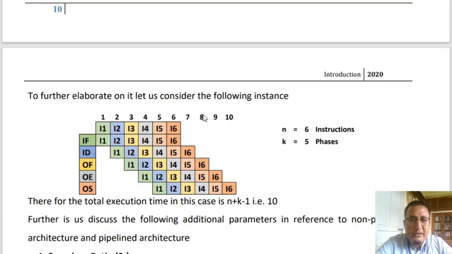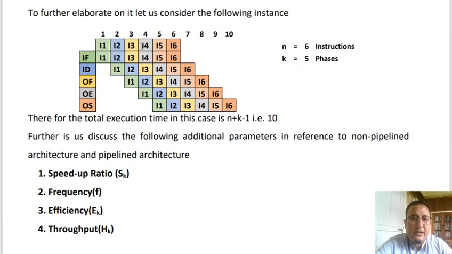Now, to further elaborate, let us consider the following instance. There are 5 phases: instruction fetch, instruction decode, operand fetch, operand execute, and operand store. In the other dimension, we have the timestamp. We have 10 units of time across which 6 instructions are being executed, starting from I1, I2, I3, I4, I5, and I6. For execution of these 6 instructions, we will be requiring 10 units of time.